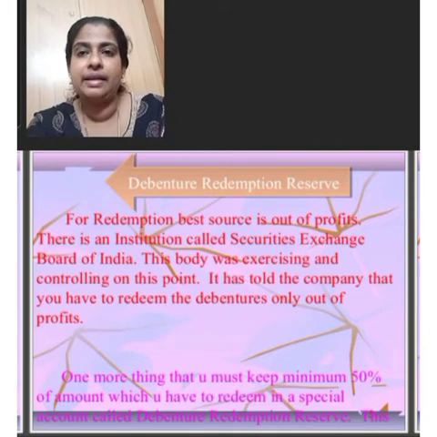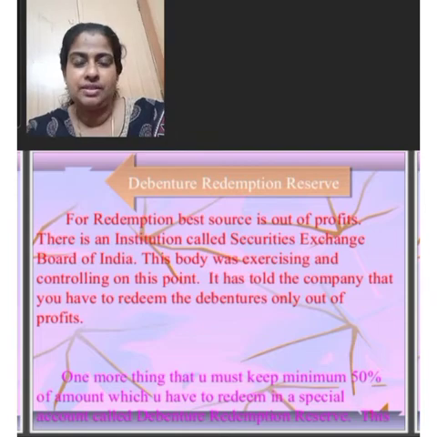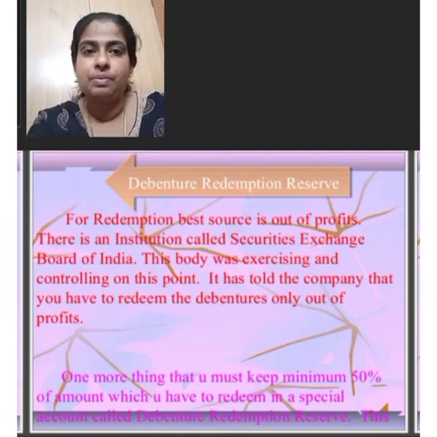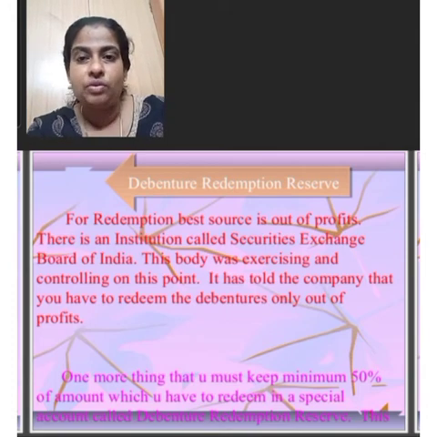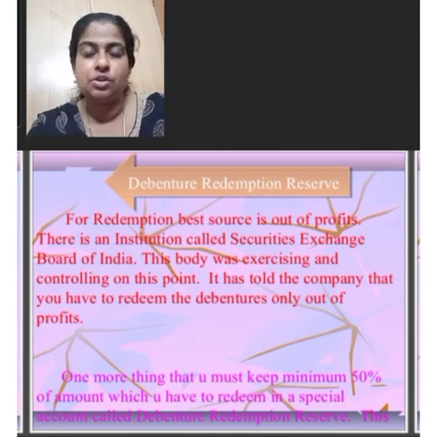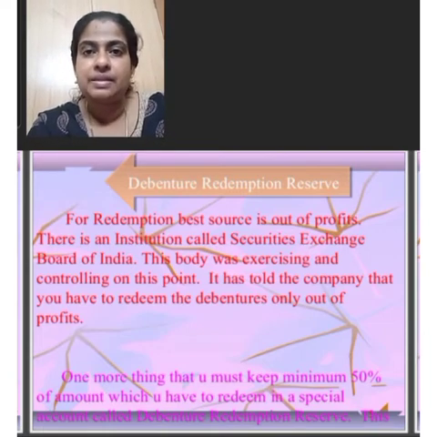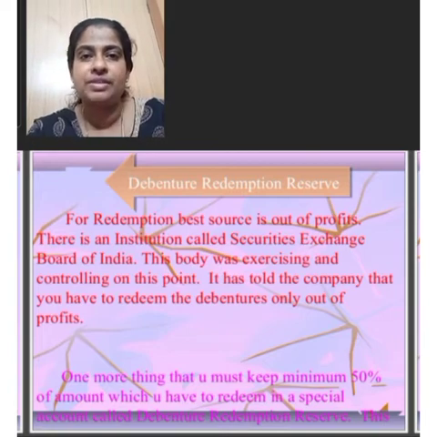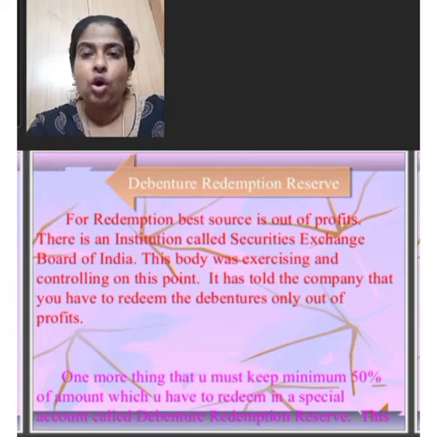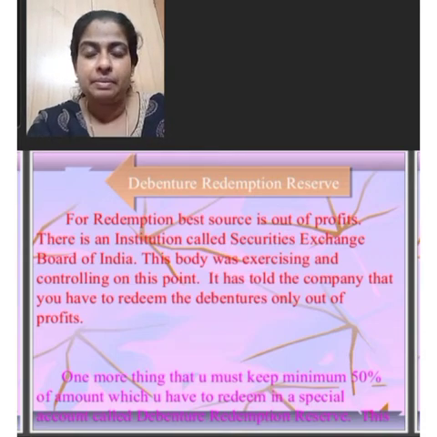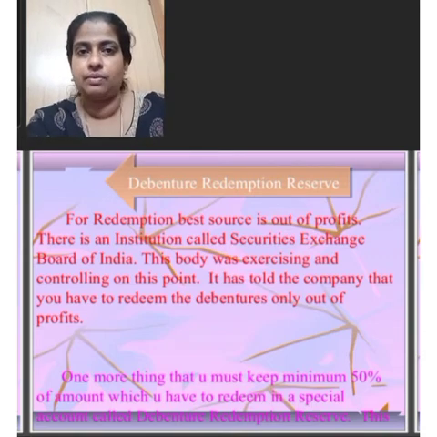The second method is redemption of debentures out of profits. Redemption out of the profits means an amount equal to the debentures issued, that is 100% of amount of debentures, is transferred from the surplus in statement of profit and loss account to a newly opened account. The name of the account is Debenture Redemption Reserve Account.